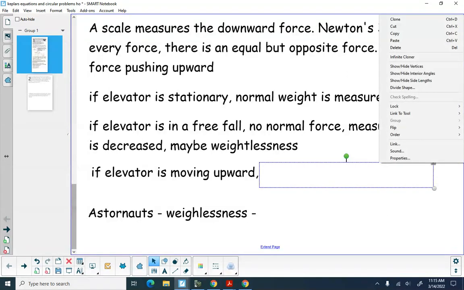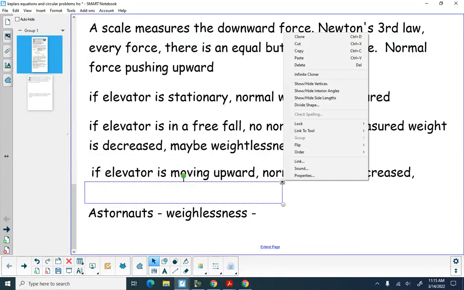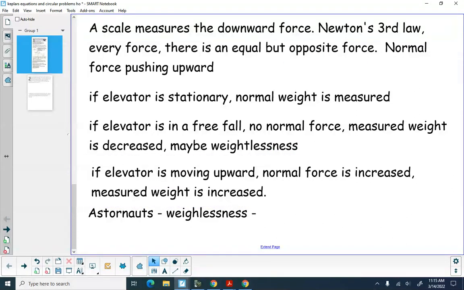What if the elevator was moving upwards? What happens? Your normal force is increased, and your measured weight is increased also, because the floor is pushing additional force against you.